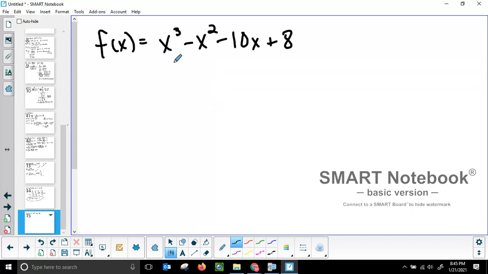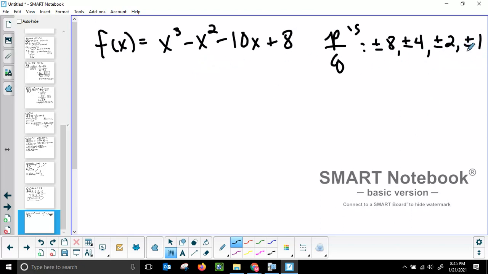I'll assume that this is on the non-calculator portion. Obviously, the calculator portion makes this very easy. But we can do our p over q's, and remember that's all the factors of your constant divided by all the factors of your leading coefficient, which is just 1. So this is plus or minus 8, plus or minus 4, plus or minus 2, plus or minus 1. We want to check these and see which ones are zeros.